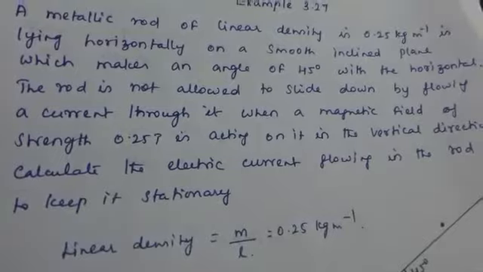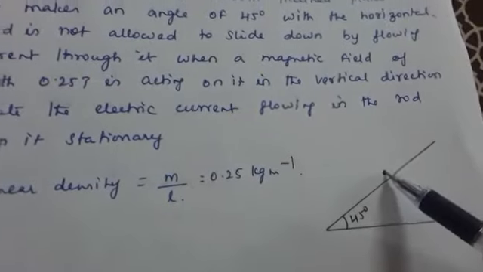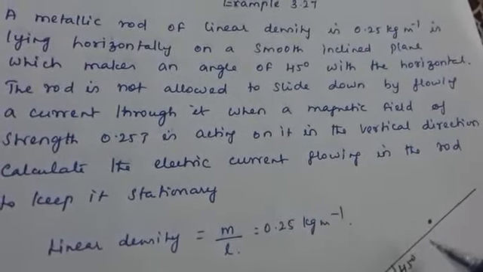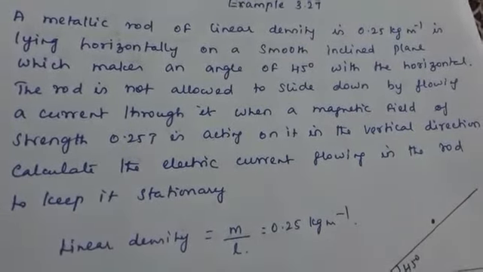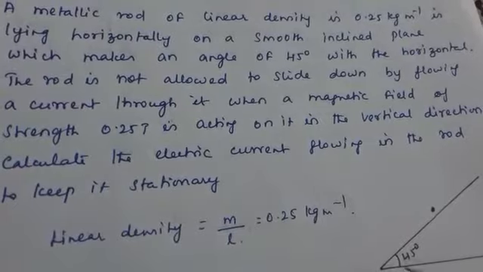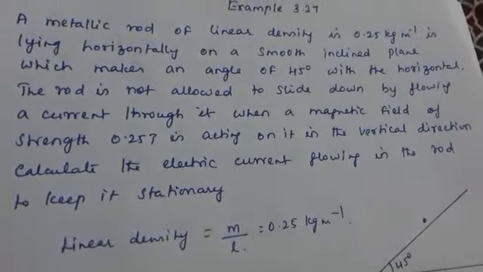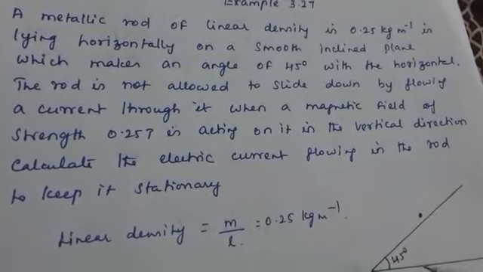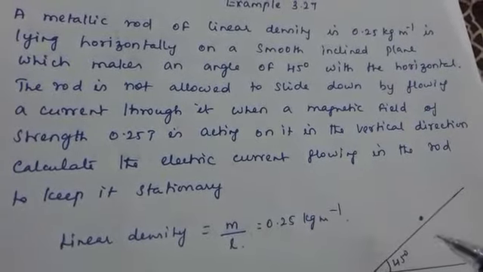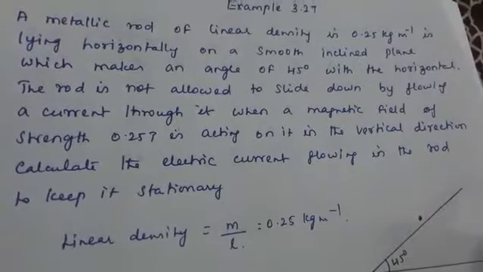The rod is lying horizontally on a smooth inclined plane. Now imagine this metallic rod of linear density lying on a smooth inclined plane, making an angle of 45 degrees. This is how it is. The rod is not allowed to slide down by flowing current through it. So when a current is applied, the rod is not allowed to slide.